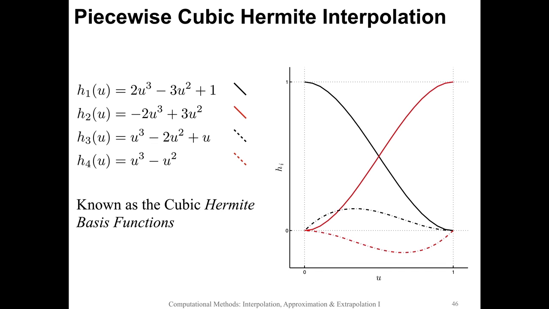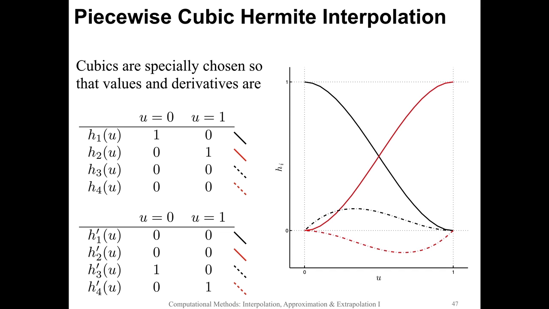And these 4 functions, these 4 cubic polynomials that are defined for u from 0 to 1, are known as the cubic Hermite basis functions. And they're chosen very specially. They're chosen so that their values, their height, and their derivatives are very carefully chosen. So for example, h1 has values that go from 1 down to 0. h2 starts at 0 but finishes at 1. h3 and h4, both of them start at 0 and end at 0.